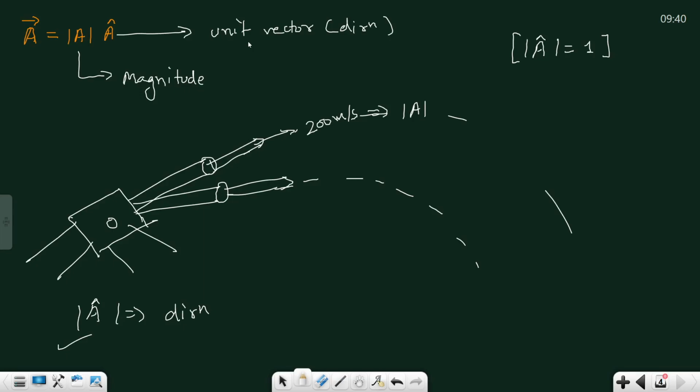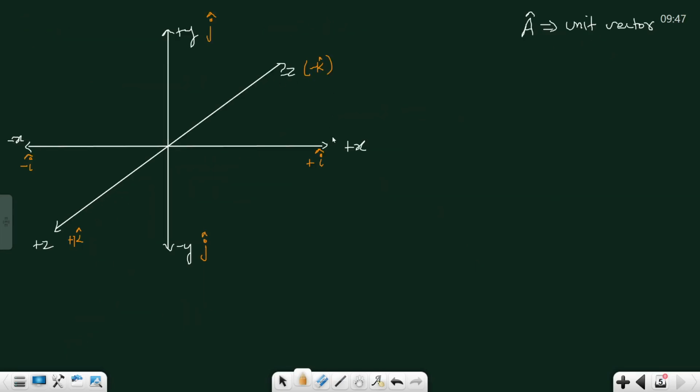चलो इसको ड्रॉ कर लो. तो ये आपके डायरेक्शन वेक्टर होंगे. When you talk about plus x direction, the unit vector along plus x direction will be plus i cap. When you talk about minus x direction, the unit vector along minus x direction will be minus i cap. In the same way, for y direction, there will be plus j and minus j. For z direction, it will be plus k and minus k.